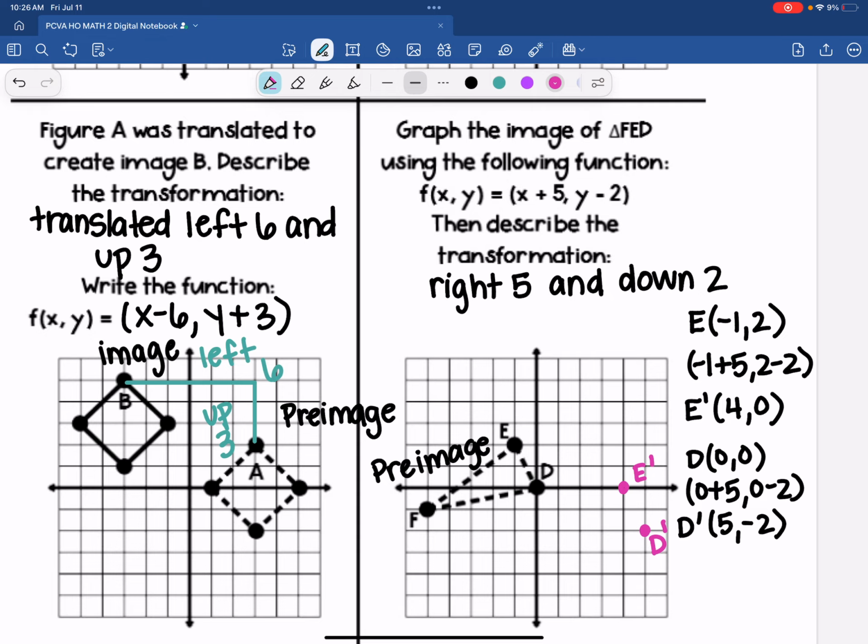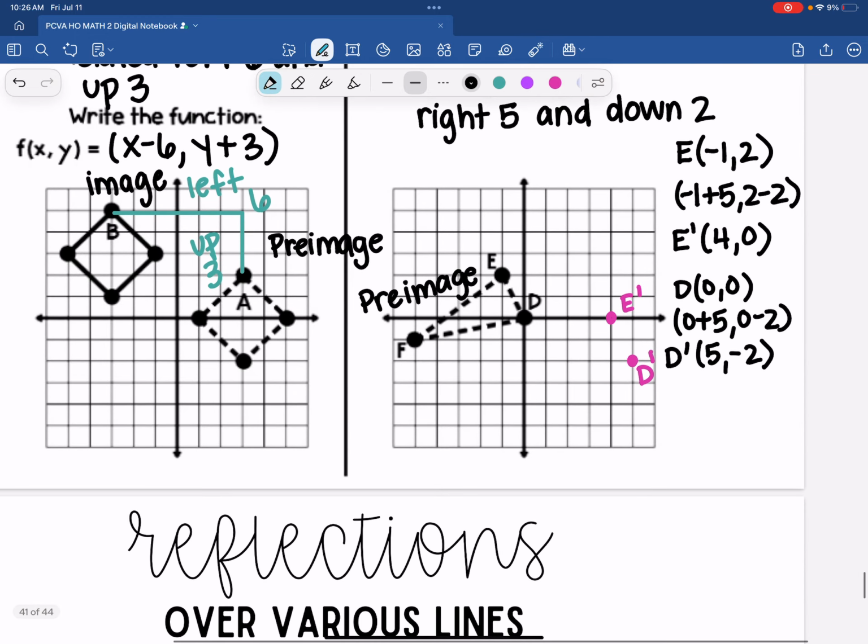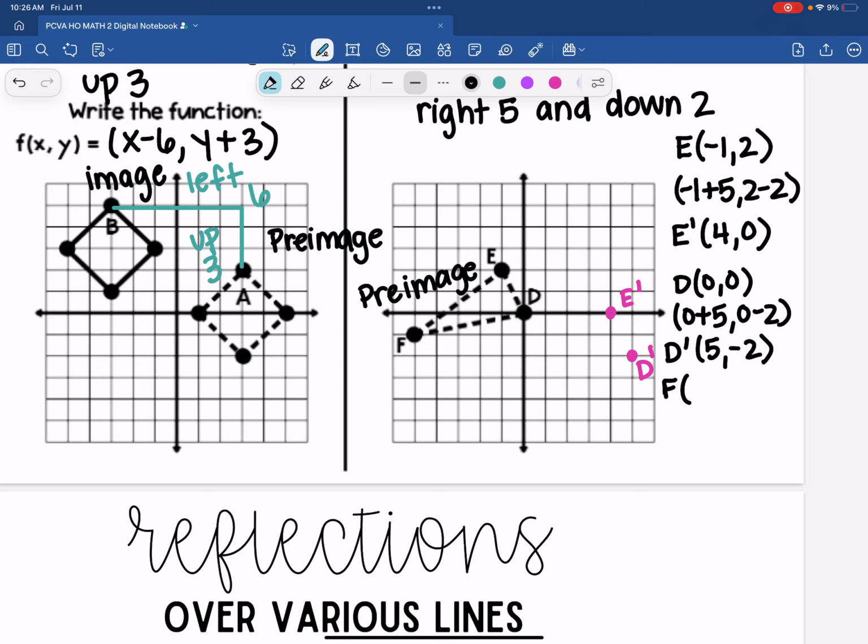That's D prime. And then finally, for the last one, we have F. So F is located at 1, 2, 3, 4, 5. So we're at -5 and -1. So we're going to say -5 plus 5 and -1 minus 2. And so F prime is going to be located at 0, -3. So we have 0, -3, 1, 2, 3. So there's F prime. And then there is our new image.